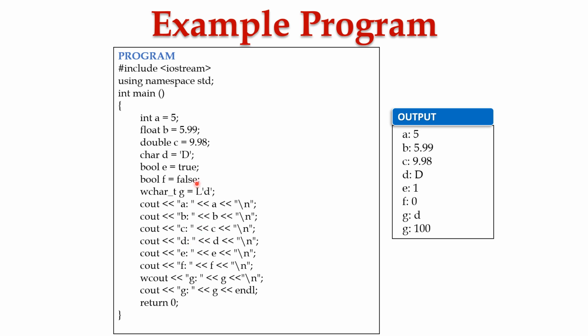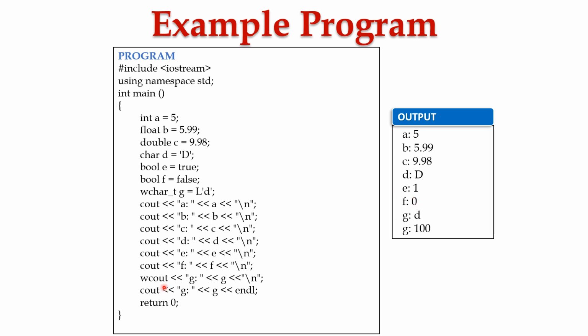The internal representation of Boolean value true is 1. Therefore, the variable e is displayed as 1. Similarly, the internal representation of Boolean value false is 0. Therefore, the variable f is displayed as 0 to the users.